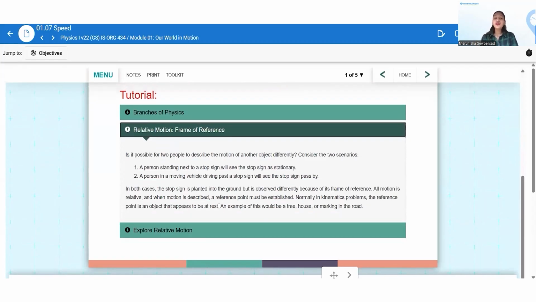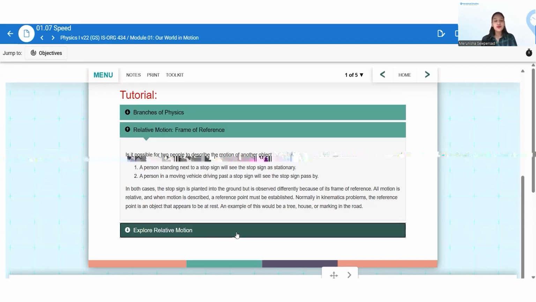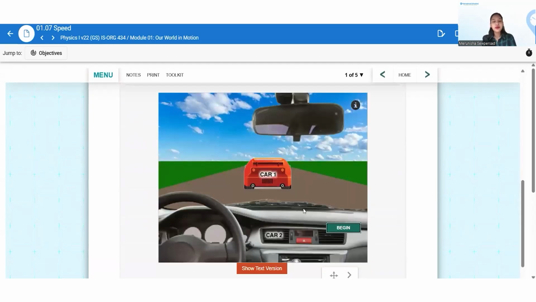When it comes to relative motion, we talk about two people with two different points of view. One is a person standing next to a stop sign who will see that stop sign as stationary, and then one would be driving past it. And that person who's driving past the stop sign would see the stop sign as moving backwards. Okay, so it's very difficult to explain this in words. So what I'm going to do is show you this diagram.